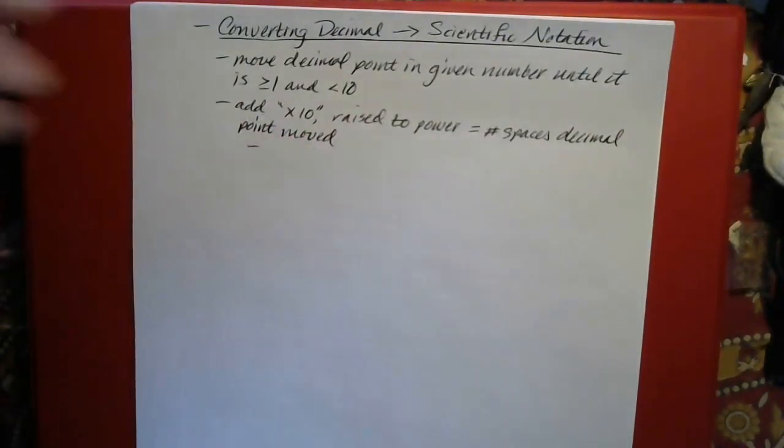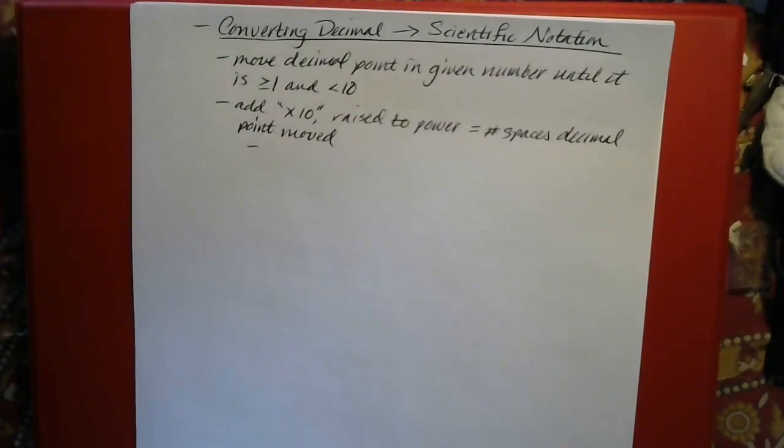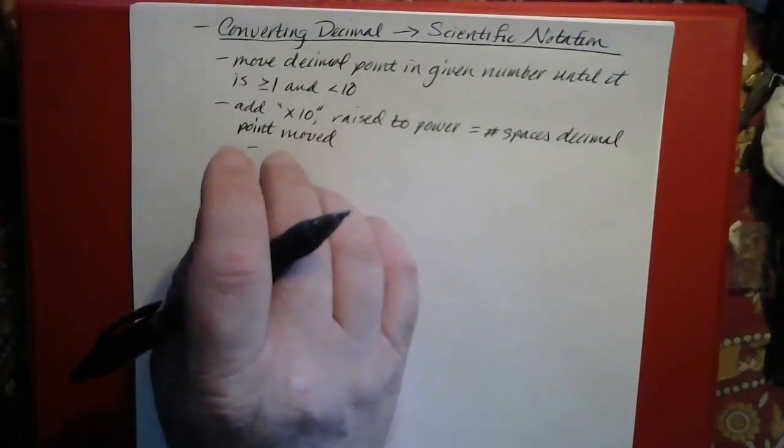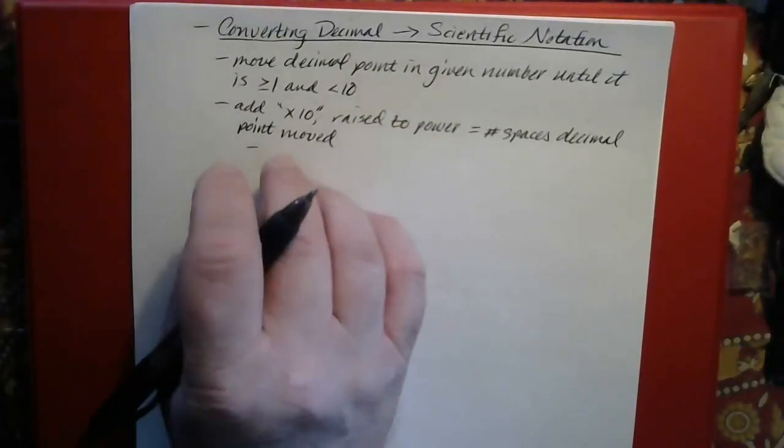Okay, and then the question is, of course, whether that power should be positive or negative. A lot of books will explain it, well, if you move the decimal point to the right, then the power should be positive, and if you move it to the left, then it should be negative. And that's easy to get mixed up. So I usually prefer to just reason it out.